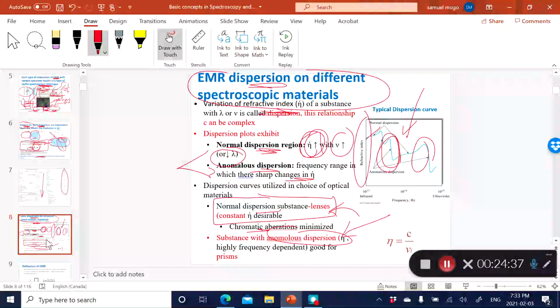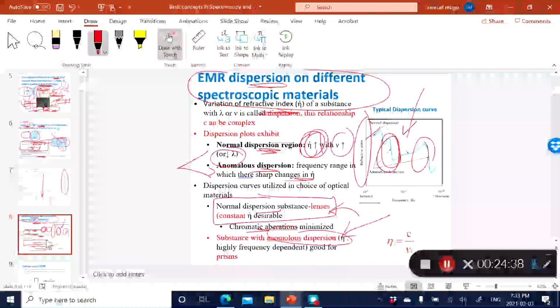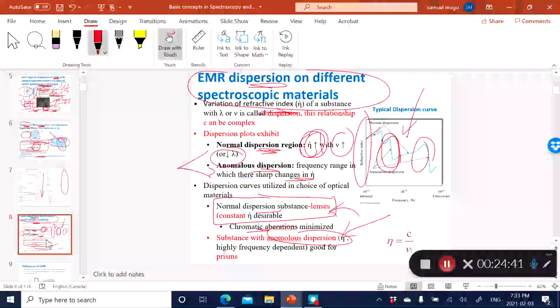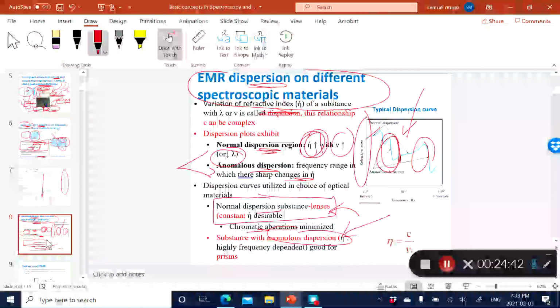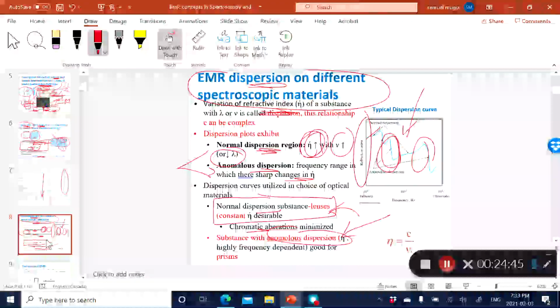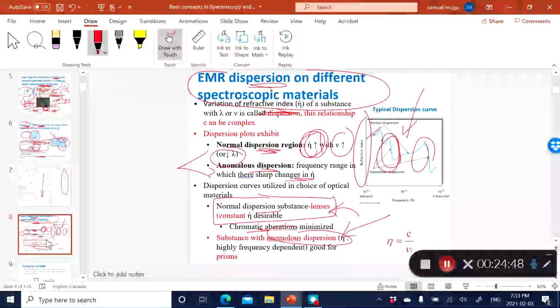Whereas when you're dealing with materials that you want to use as a grating or a prism, for dispersion of light into its component wavelengths, you want them to have this behavior of anomalous dispersion, where you've got a very radical change in frequency due to change in the refractive index.